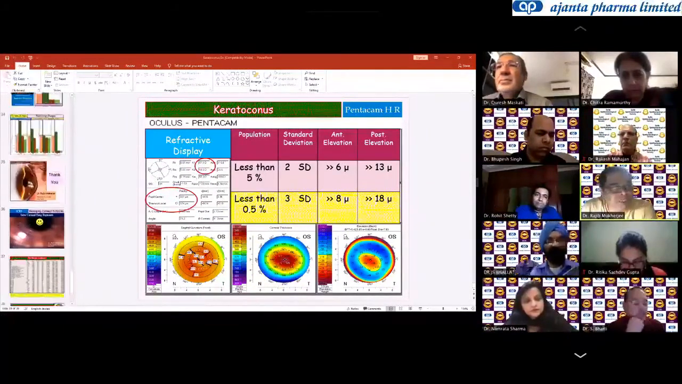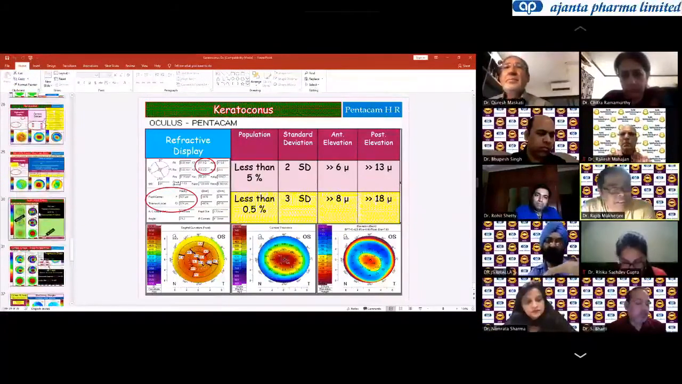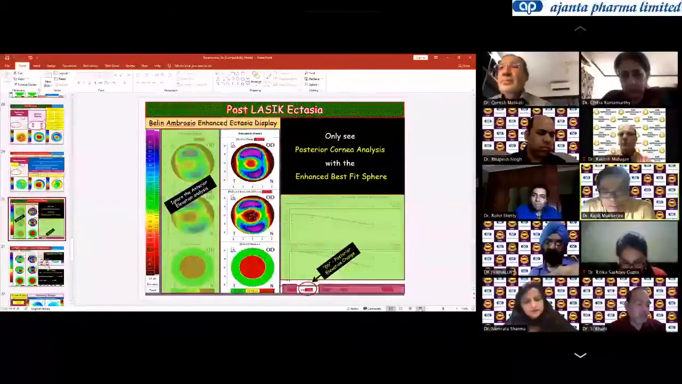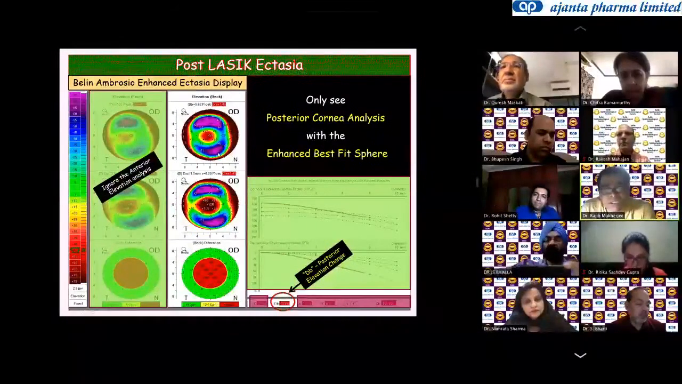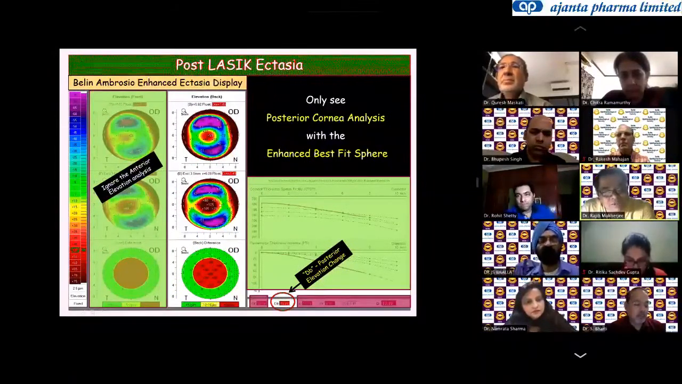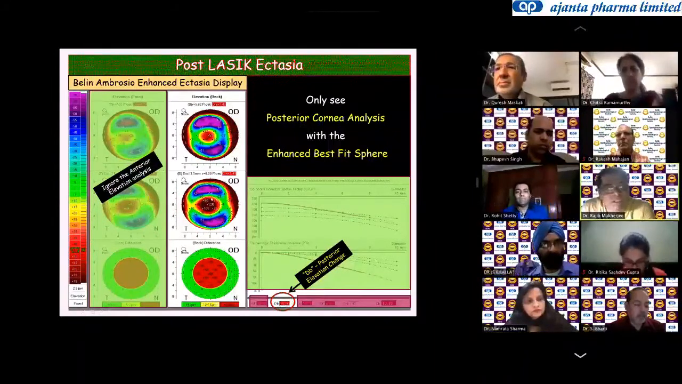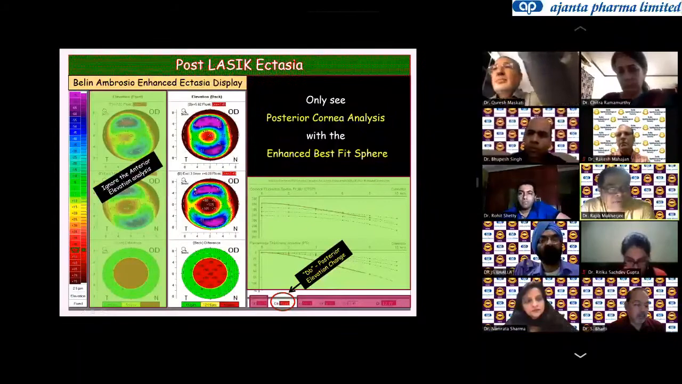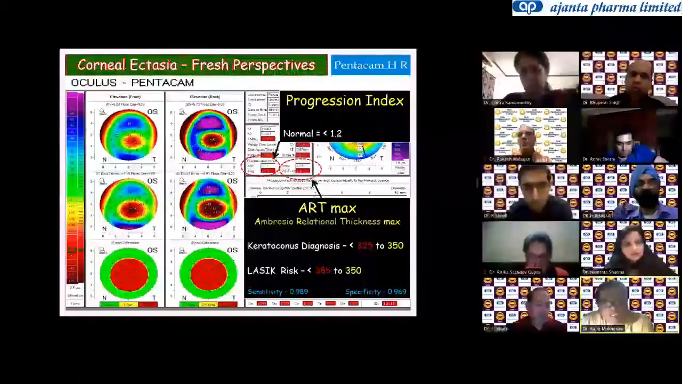As I told you, what I do is I rely on the Belin-Ambrosio enhanced ectasia map, and then just analyze the posterior corneal surface to see if there's an ectasia, and I go by the dB value. Number 2 is, I think these are the only 2 things, and you can always go into the ARTmax and the progression index to see if it's really abnormal for that case.